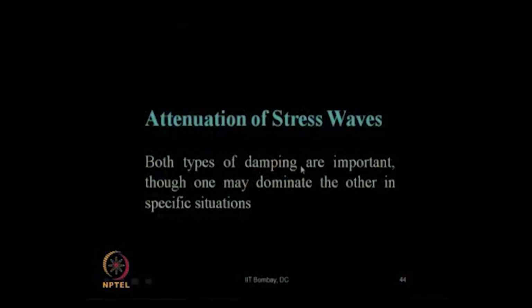So, both types of damping, material or viscous damping and radiation damping, are important, though one of them may dominate over the other in specific situations. As we know, suppose it is a near source earthquake, that is, when your site of concern is close to the earthquake epicenter or the fault region, you should not get much of an advantage from the radiation damping.